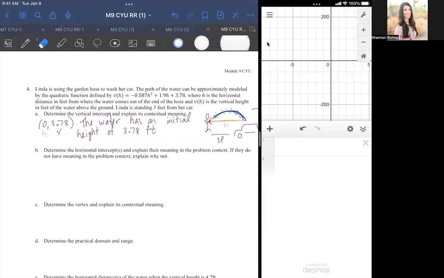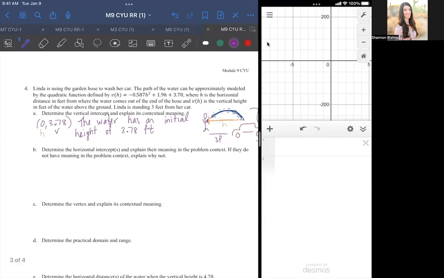Actually, we don't even need to contextualize the 0, I feel like, because I already said initial. Because what does the 0 mean? It just means that there's no horizontal distance associated to the water at that moment. So it's like this dot right here would be the vertical intercept. The horizontal distance is none because it's right when it comes out of the spout. We could say when first coming out of the spout. Yeah, maybe we'll go with that.